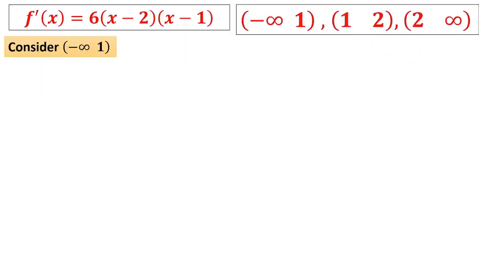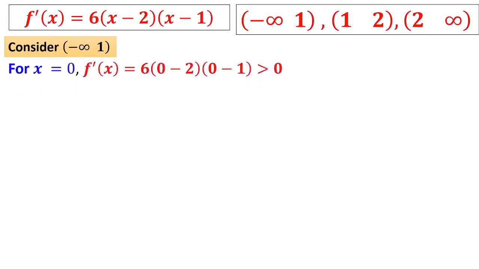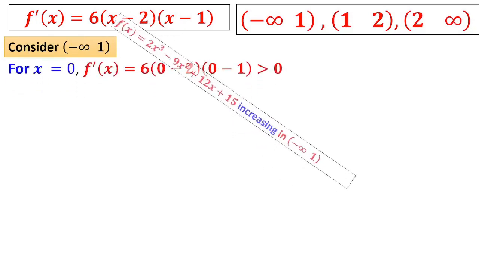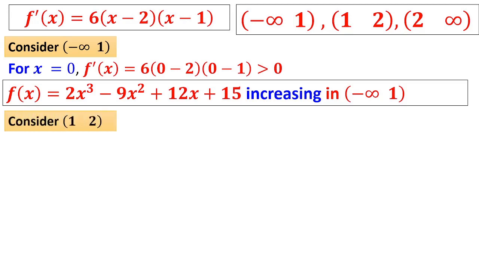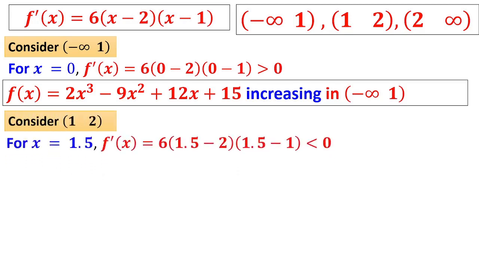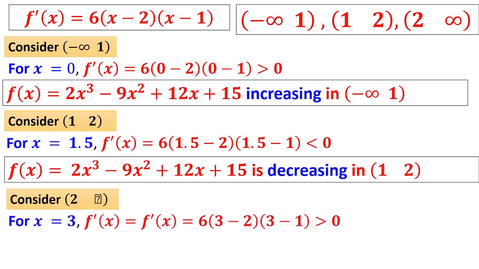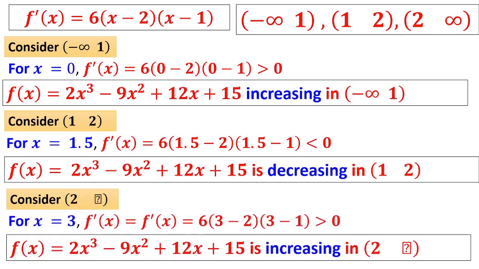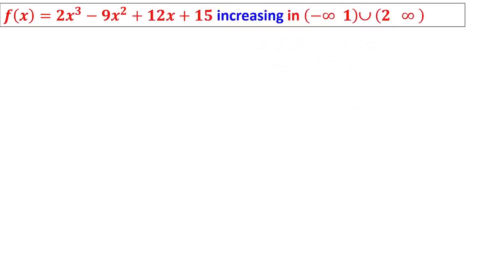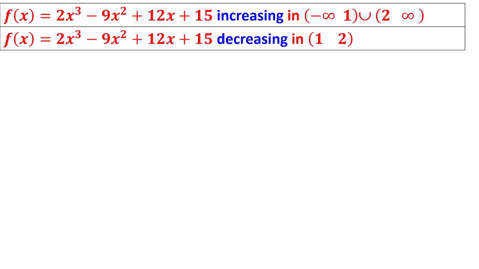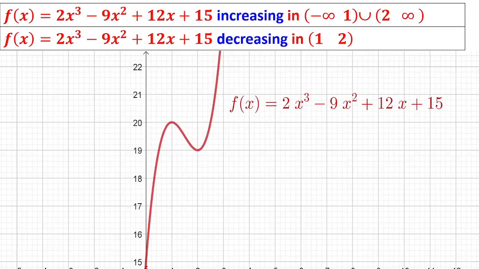Let us check out at minus infinity to 1 by taking 0. Here f dash of x is greater than 0, therefore increasing. From 1 to 2, take 1.5. Here f dash of x is less than 0, therefore decreasing. From 2 to infinity, you take x is equal to 3, therefore it is increasing. Therefore, you are getting that it is increasing in minus infinity to 1 union 2 to infinity, and decreasing in 1 to 2. I am showing you the graph.